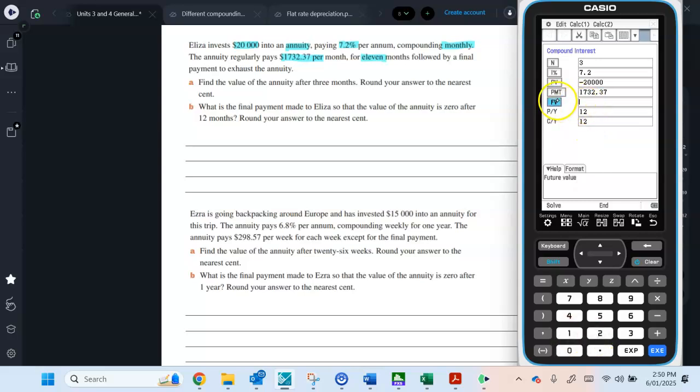All right, so how much is it? There it is. So $15,133.81. Part B, what is the final payment? So it's 0 after 12 months, so we're just going to change that 3 to 12, and then we go back down to the future value. So just like before, we have our original payment, so the $1,732.37, and then we're going to have an extra 12 cents. So add those two values together, and that'll give you your final payment.